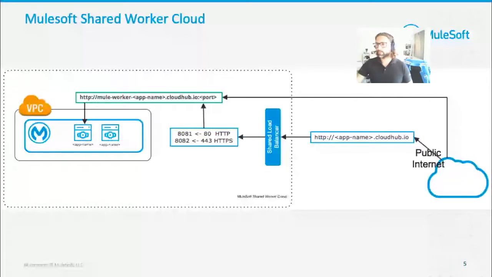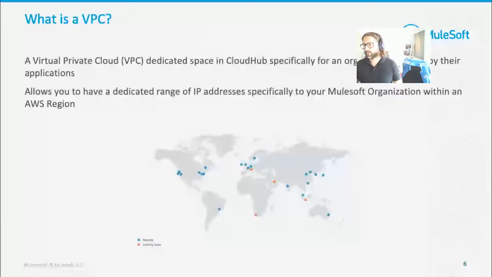VPC. A VPC is a virtual private and isolated network segment that we can create to host your CloudHub workers. Each Mule VPC will be created on an AWS region, and it will span across all the availability zones of the AWS region that we have chosen. If I'm not wrong, there are at least 21 regions across the globe in which we can deploy applications in CloudHub.